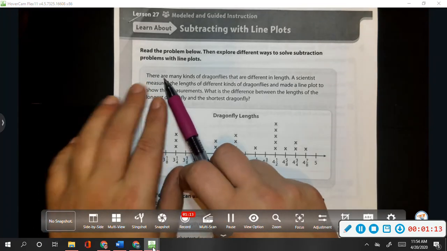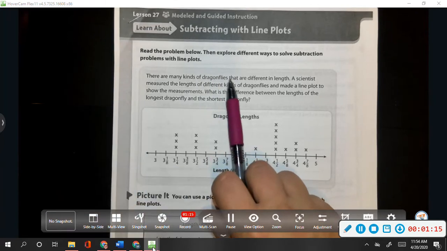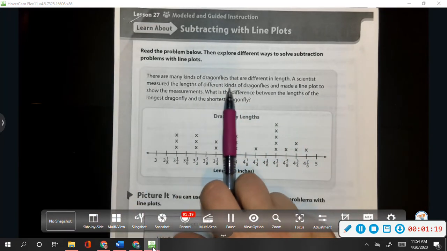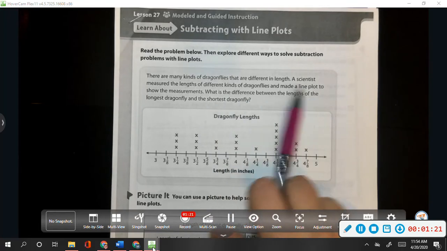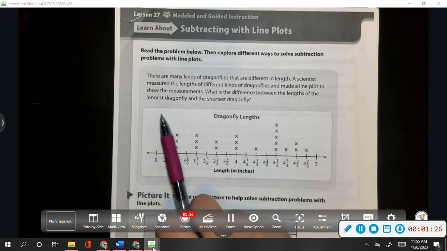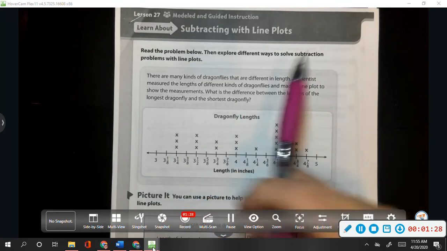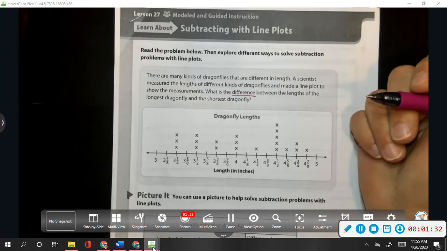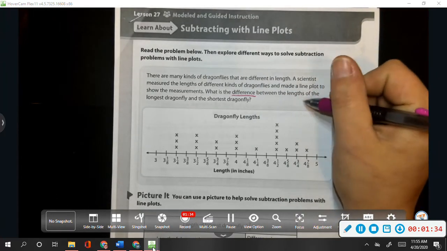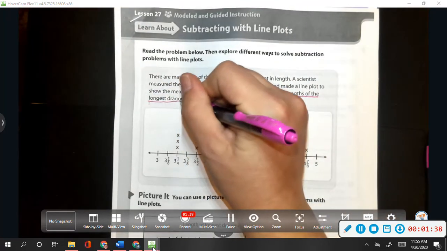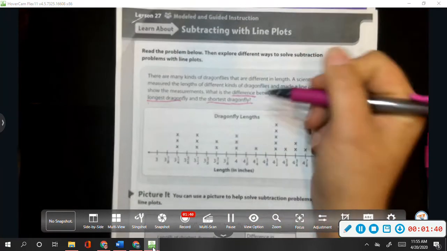Starting at the top, there are many kinds of dragonflies that are different in length. A scientist measured the lengths of different kinds of dragonflies and made a line plot to show the measurements. What is the difference between the lengths of the longest dragonfly and the shortest dragonfly? So we know that we're using subtraction because we have our subtraction word in there, the difference. And what we're looking for is the difference between the lengths of the longest dragonfly and the shortest dragonfly.